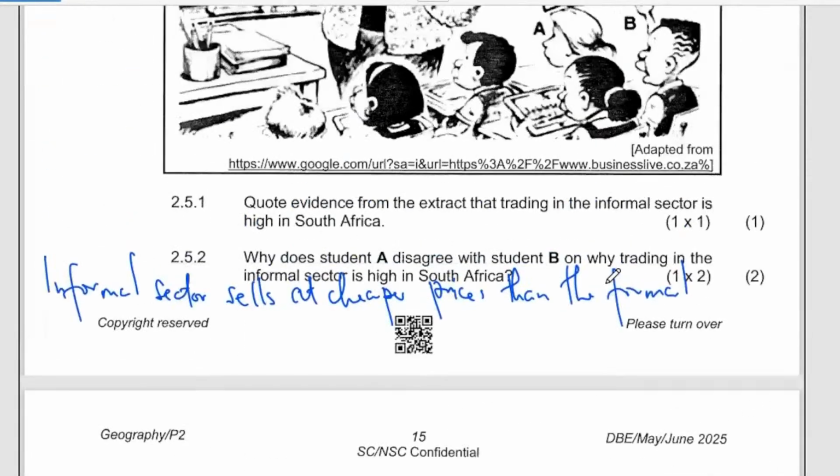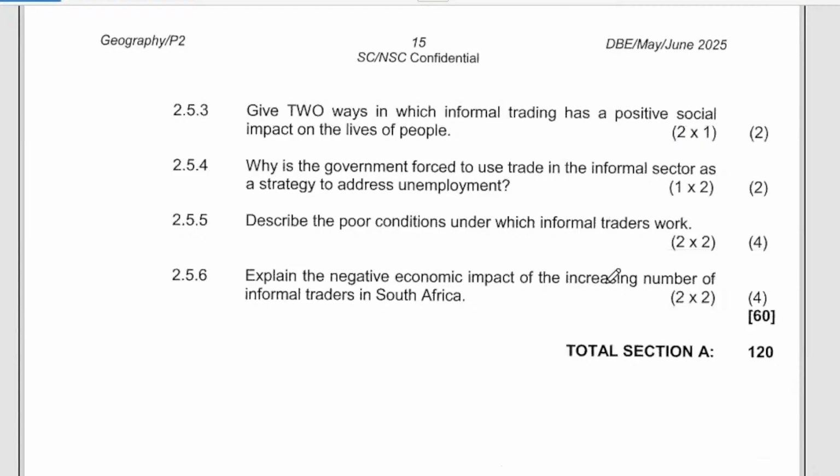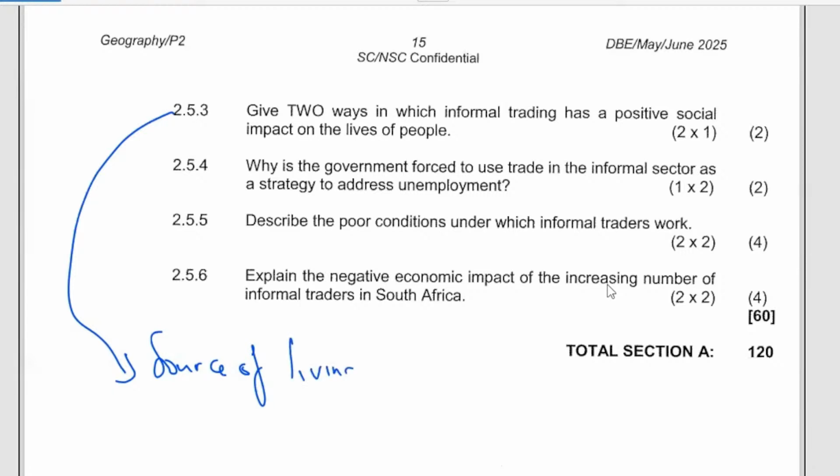Right. We move on to the next question. Give 2 ways in which the informal trading has a positive social impact on the lives of people. Right, how does informal trading impact the social lives of people? People are impacted by a source of living. People are now able to make a living out of informal trading, which is a positive impact, or people are going to get an income.